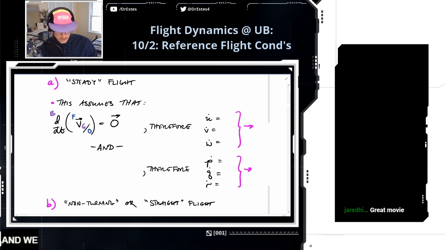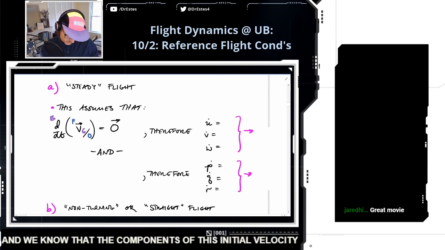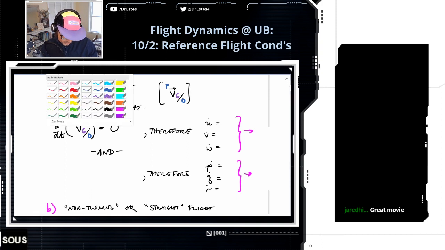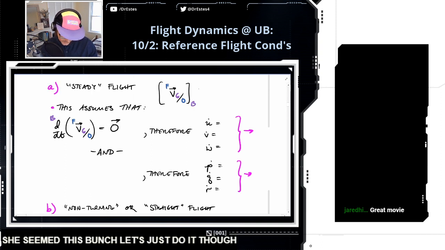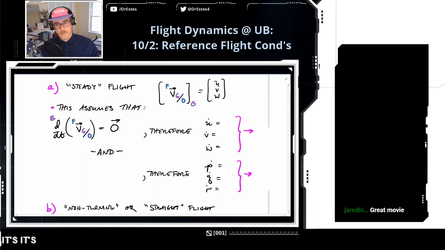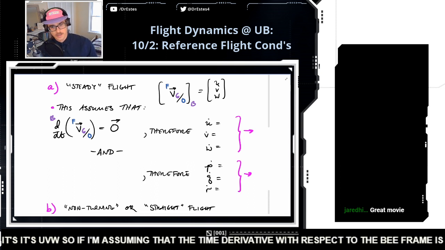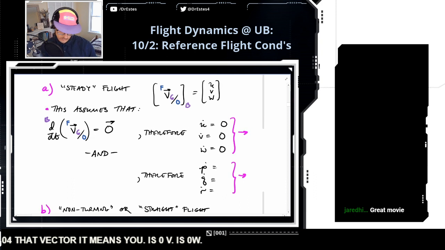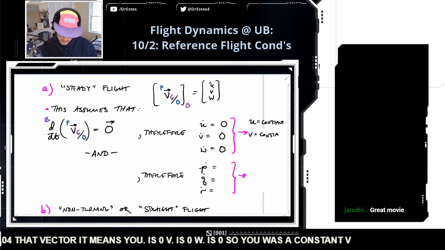And we know that the components of this inertial velocity with respect to the body frame, so you've seen this a bunch. Let's just do it though. If I express that in body frame coordinates, it's UVW. So if I'm assuming that the time derivative with respect to the B frame is zero for that vector, it means U dot is zero, V dot is zero, W dot is zero. So U is a constant, V is a constant, W is a constant.